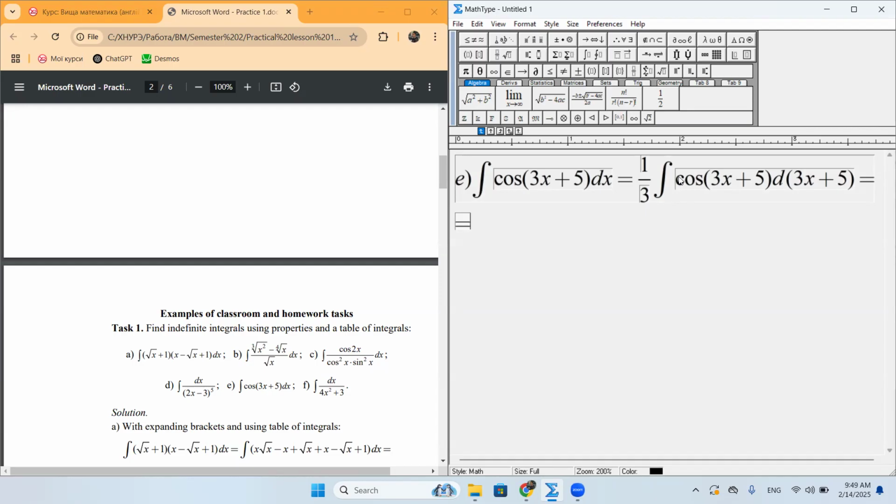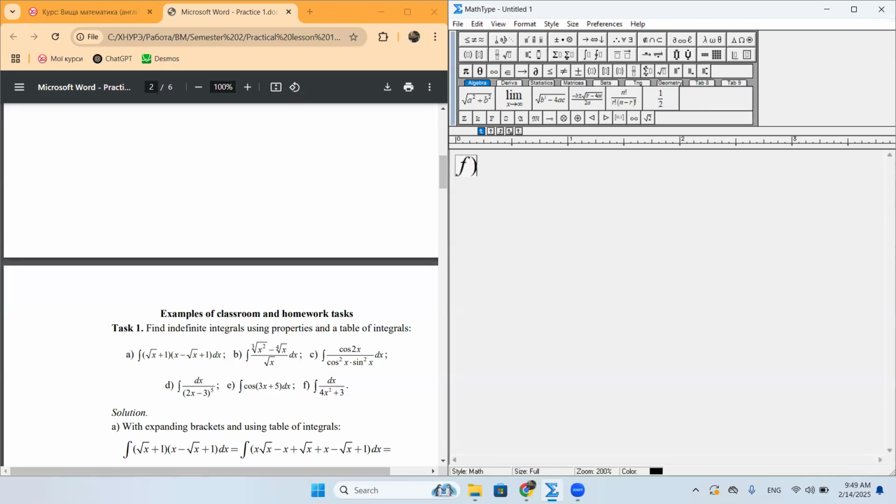So now I can integrate it. We have a usual table integral. So 1/3, and the integral of cosine is sine. And that's it. Any questions? Okay, no questions, so moving next.